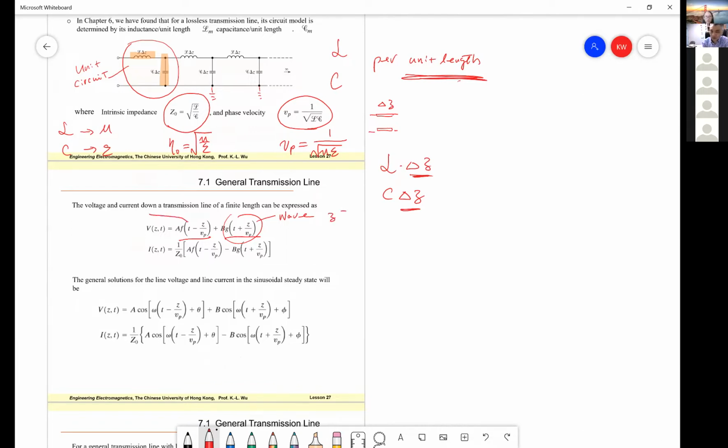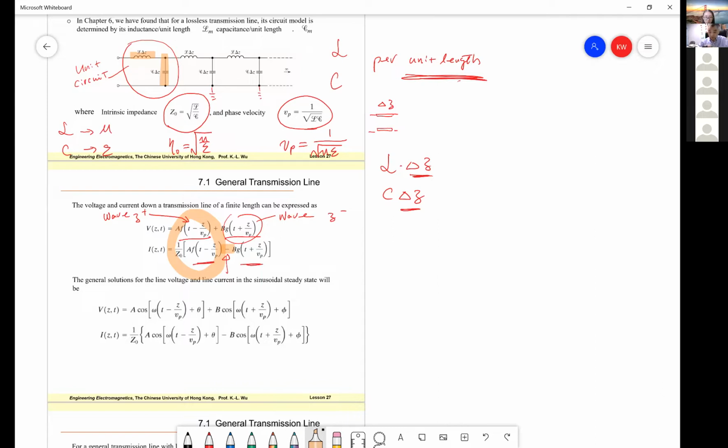So this is a wave in positive that direction. Same as current. Remember, for current, when they are propagating in minus z direction, we must have this minus sign. So if you talk about traveling wave, the traveling wave voltage and traveling wave current follow Ohm's law, right? Follow Ohm's law.